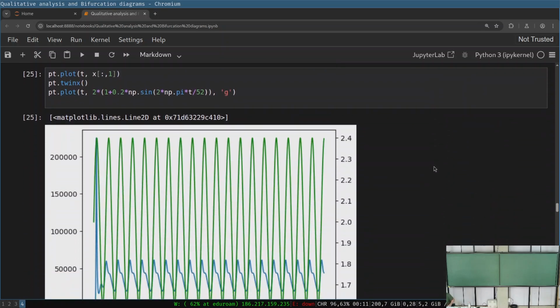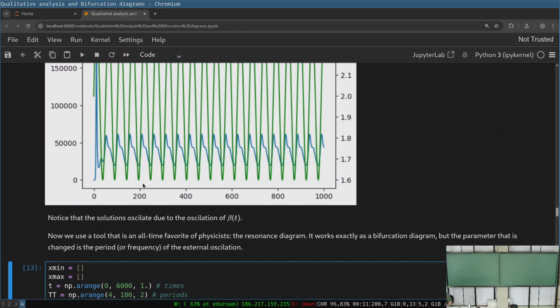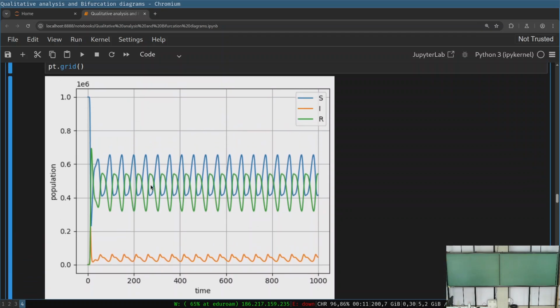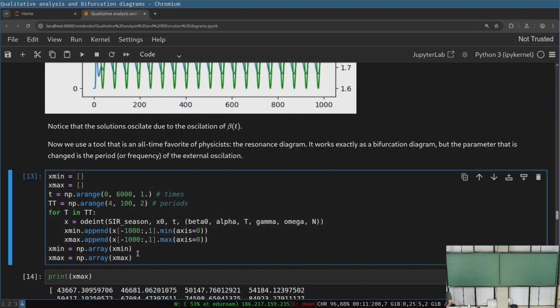So how do I do this? Simple. I will now vary the frequency. Here I'm varying the frequency of the beta function, which is not very realistic. For each frequency, or each period, I solve the model again, and I make two lists. I take the last 1,000 points of the plot, so I'm not looking at the whole time series, only at the final part. And I take the minimum and the maximum. And now I can plot.